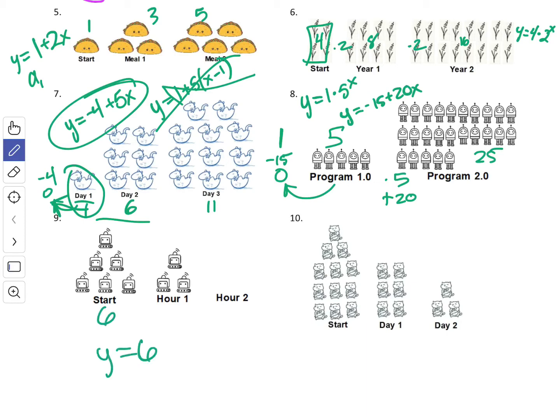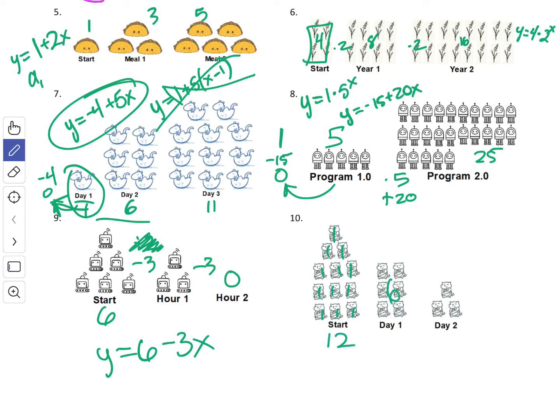Could be either one. Okay, number 9, start with 6. So we've got y equals 6. Goes down to 3, so maybe you're thinking, oh, I'm either dividing by 2 or subtracting 3. However, at hour 2 we have 0, so I can't divide by 2 and get 0, so I know I'm subtracting 3, so minus 3x.